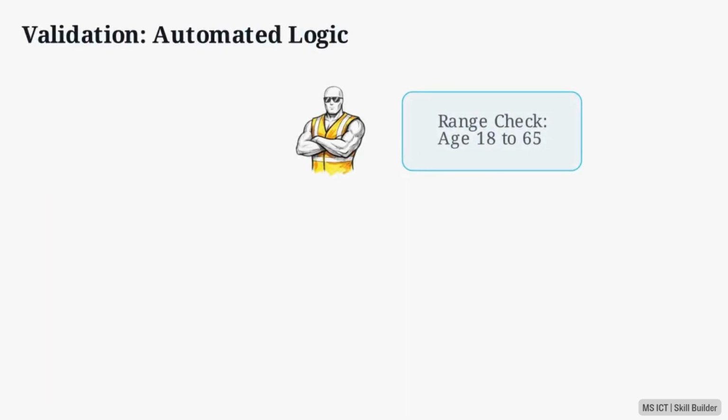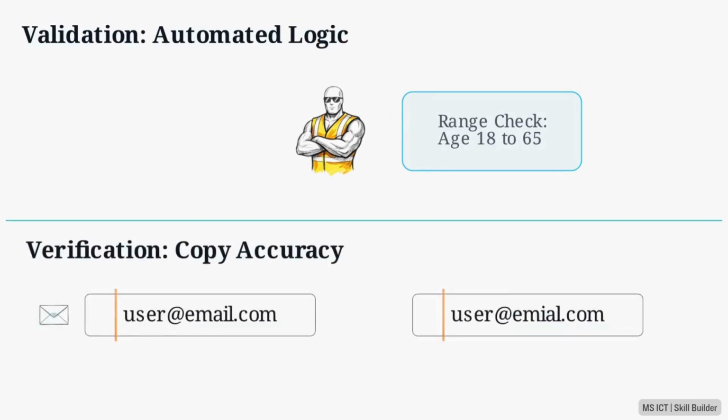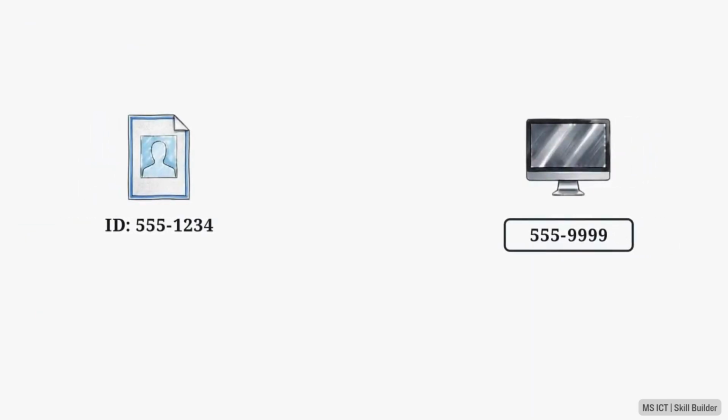Validation is an automated check asking, is this input reasonable? It ensures data falls within set boundaries. Verification is a secondary check asking, is this an exact copy? It ensures the user hasn't made a typo during entry. A system requires both processes.